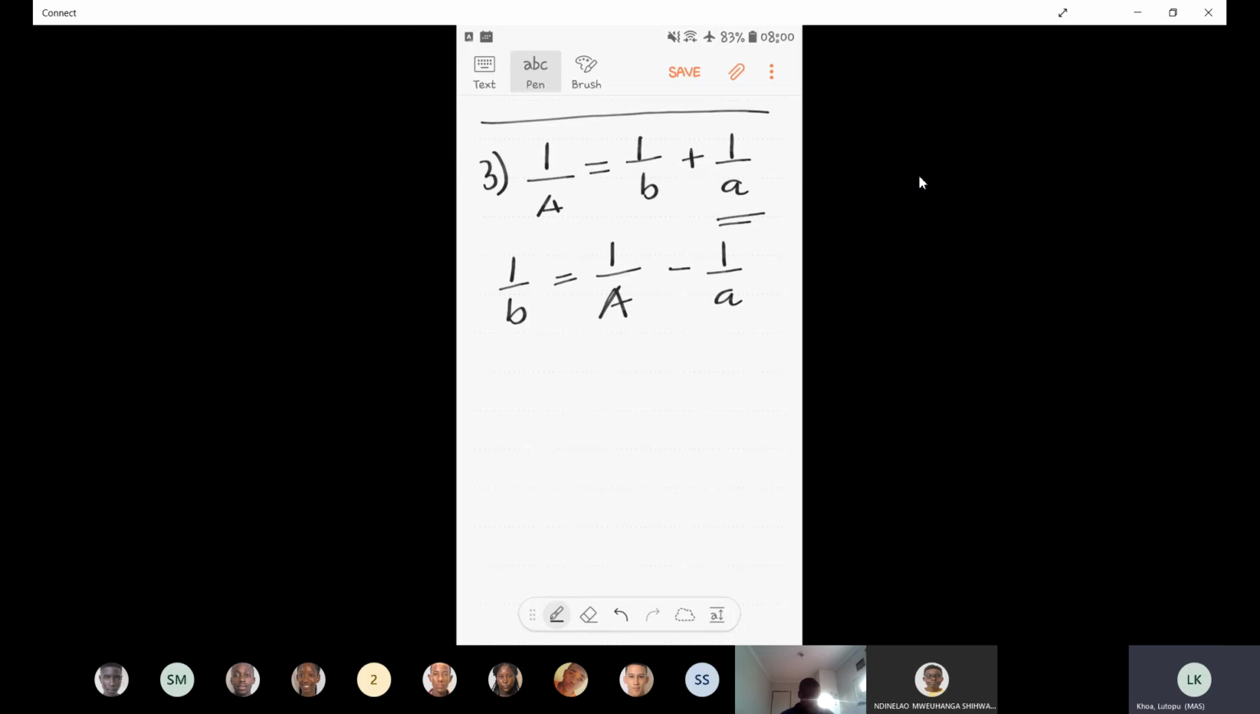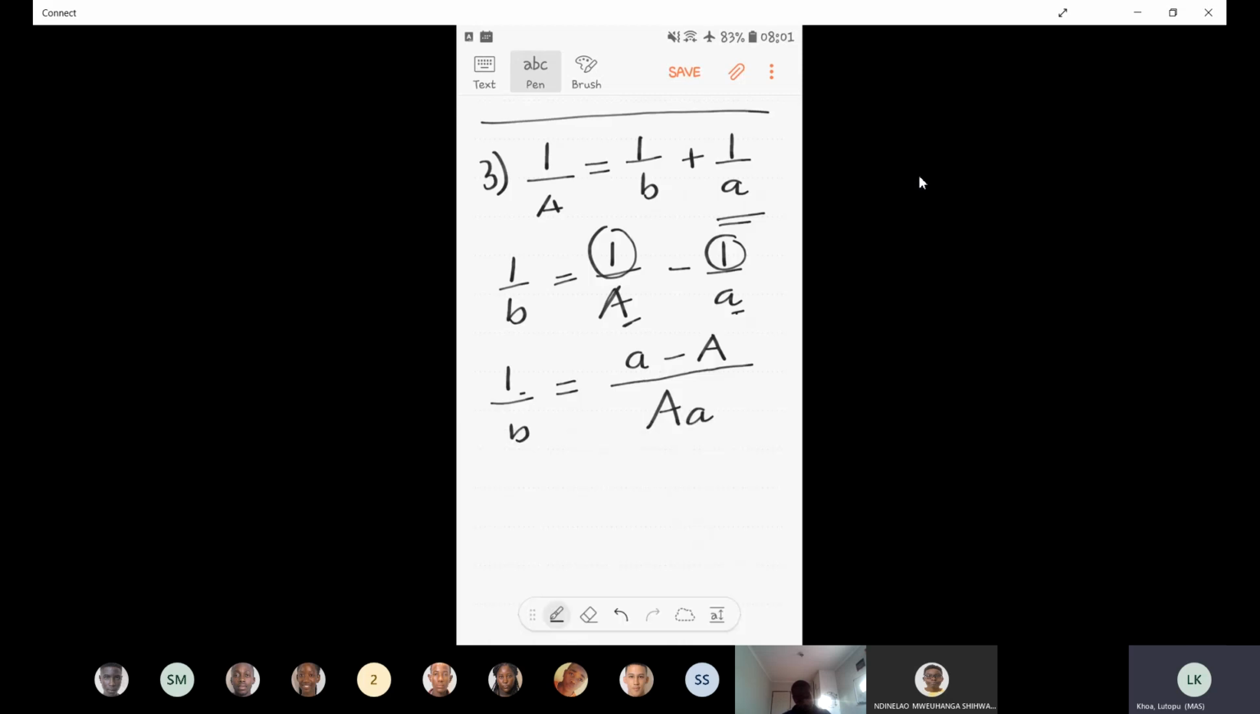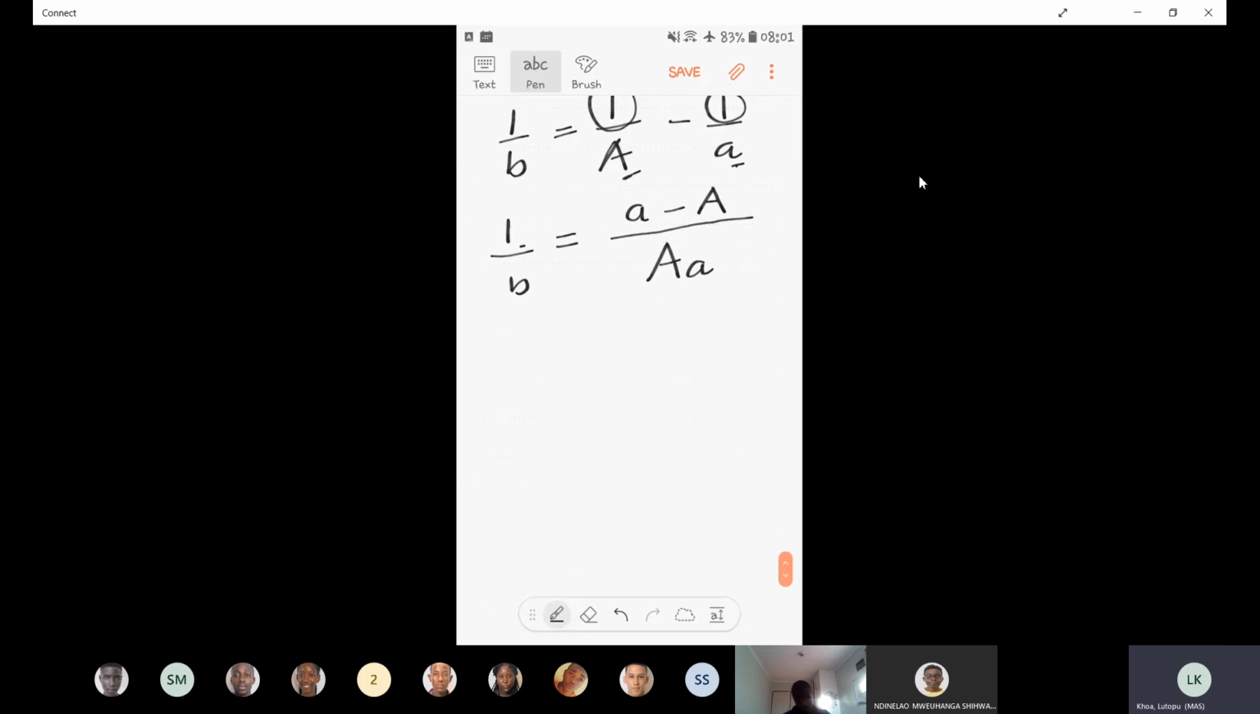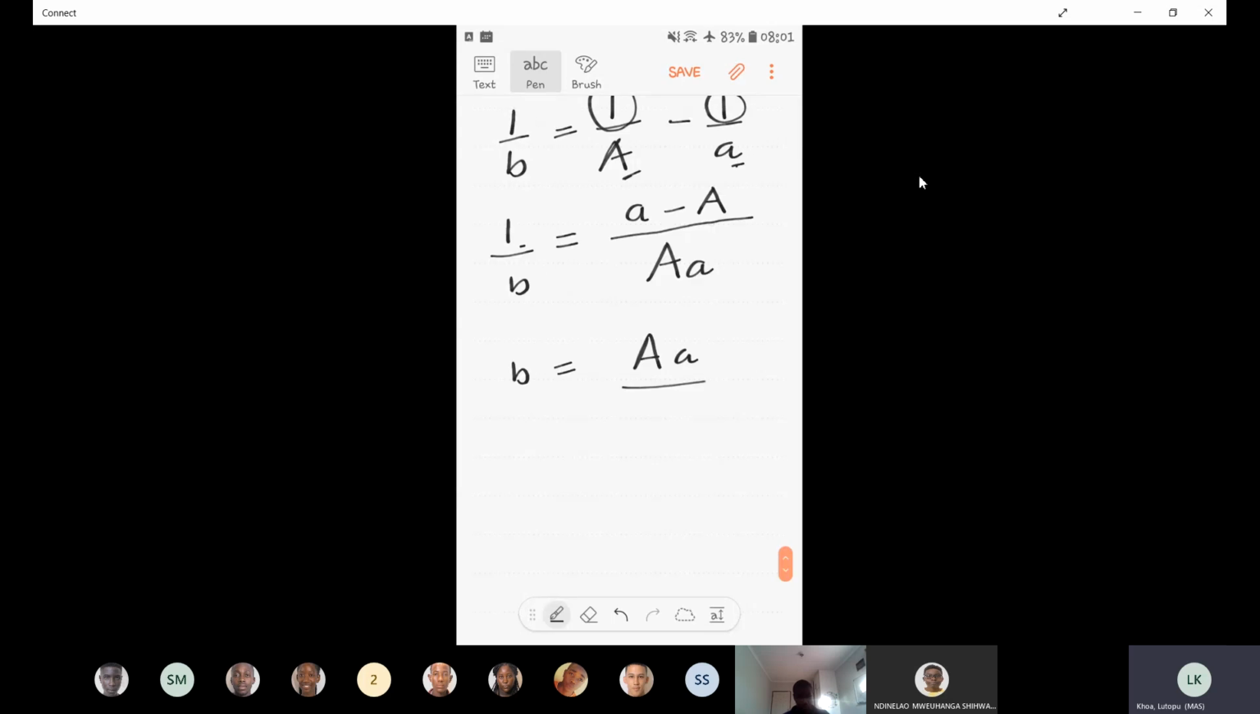So I have 1 over B, and when I combine the fractions, the new denominator will be capital A times small a. Then this term here, I'll have to multiply it by small a, and this one, I'll have to multiply it by big A. So that is my fraction. And then to make B the subject of the formula, I take the reciprocal on both sides. So I have B is equal to Aa over A minus a.